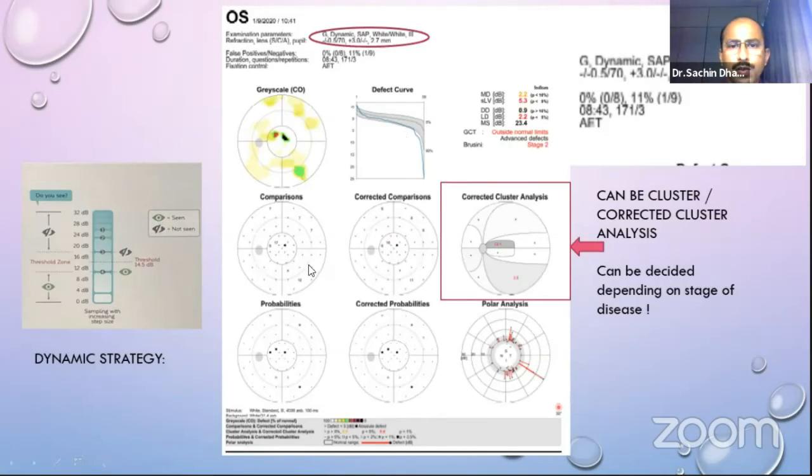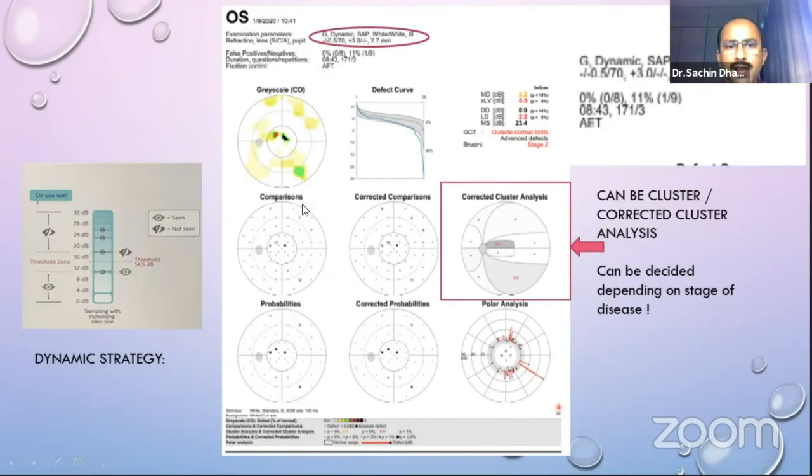Now, what you can do here specifically is customize the printout. In the printout, if you want a cluster analysis, you can have one. If you want a corrected cluster, you can have one. If you want a values map, you can have that here. So you can just keep on flipping and changing the pattern as you are comfortable in that particular situation.